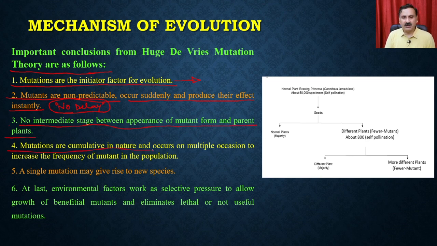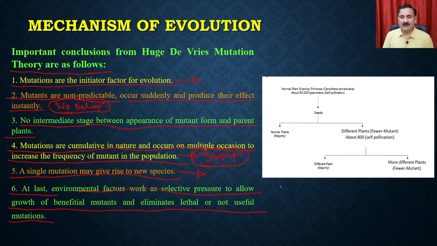Then the mutations are cumulative in nature and occur on multiple occasions to increase the frequency of mutation in the populations. So mutations which are good, which are useful, are actually going to accumulate, even if that is happening on multiple occasions, and that will increase the frequency of these mutant organisms in the populations, because the mutation is making the organism stronger, right? So the strong mutation is going to be accumulated in the populations. A single mutation may give rise to a new species, and lastly the environmental factor works as a selection pressure to allow the growth of the beneficial mutant and eliminate the lethal or non-useful mutation.